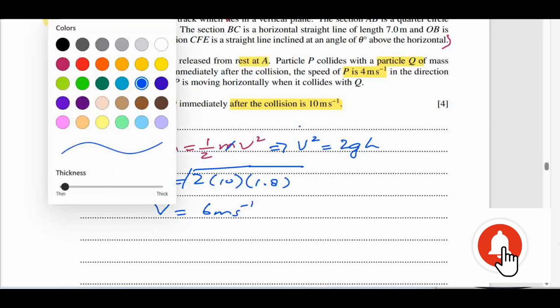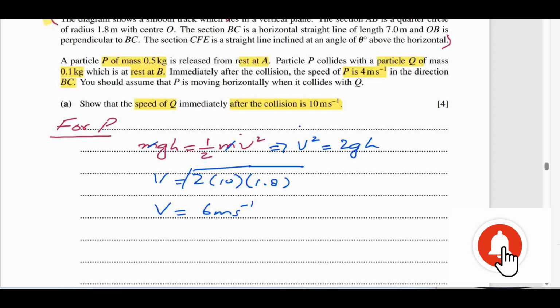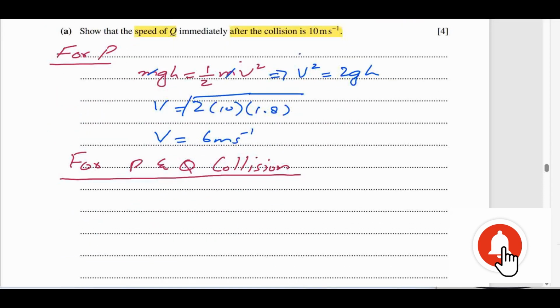Let me change the color again. Now for P and Q collision. अब इस केस को हम देखेंगे कि collision के बाद particle P को क्या हुआ? हमने particle Q के लिए निकालना है. So after collision दो particles collide कर रहे हैं. So हम law of conservation of momentum use कर सकते हैं.